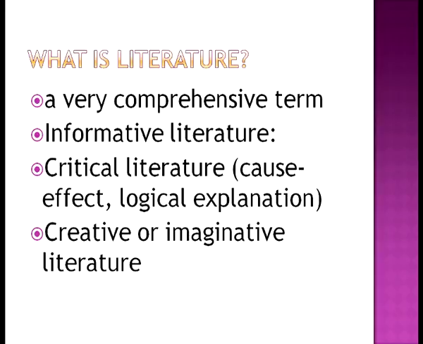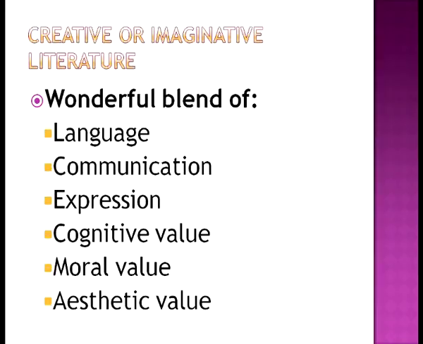Anything that is written about anything comes under literature, but that is informative literature. Then when we talk about cause and effect relationships or give logical explanations, it is called critical literature. But here we are concerned with the third category, that is creative or imaginative literature, because here we have a wonderful blend of language, communication, expression, cognitive value, moral value, and above all aesthetic value.